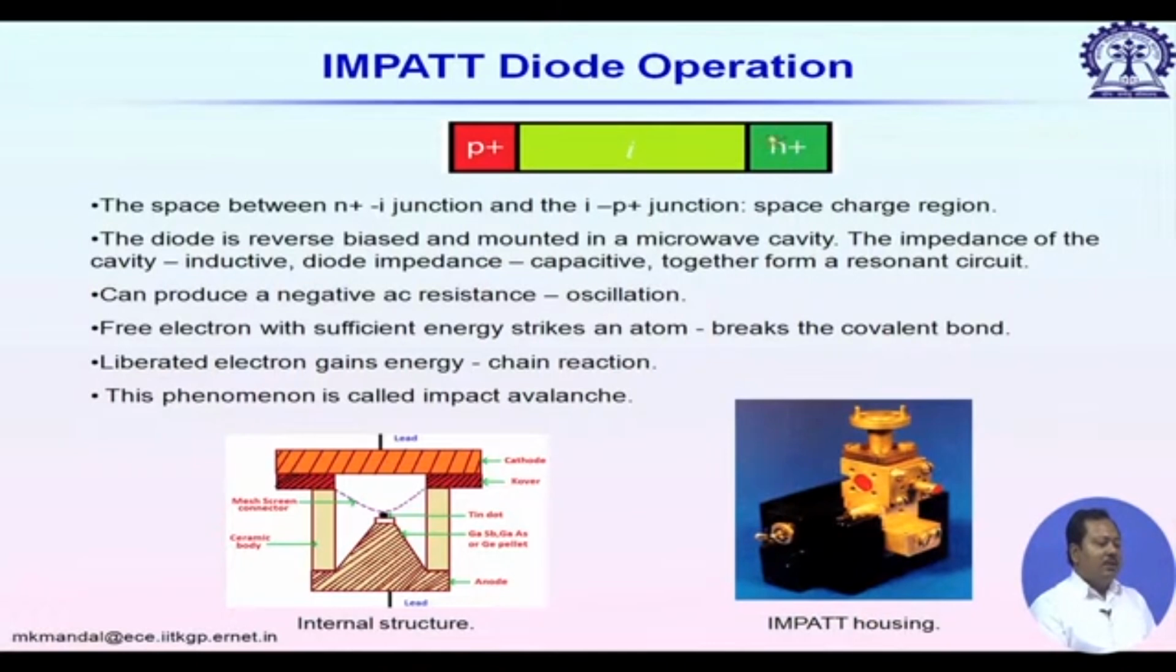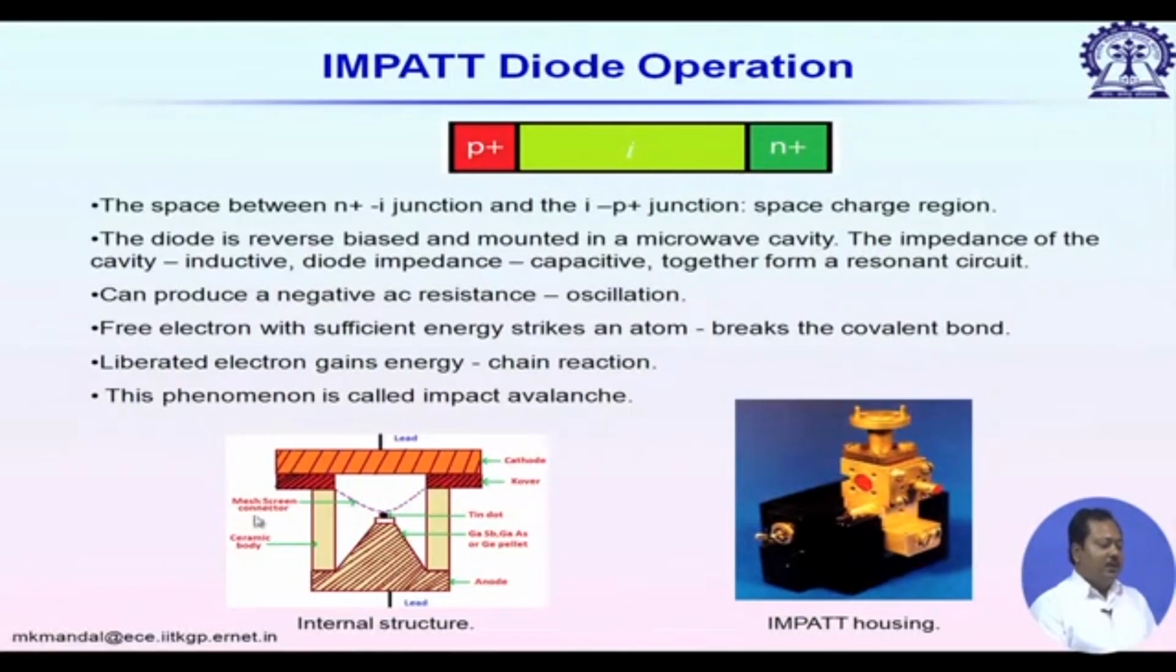So, once electron hole pairs are generated, the holes will drift through the I region and they will be collected by the P plus region. Now, there is a typical transit time to collect these holes, since it takes finite time to traverse this I region. So, this transit time depends on the length of the I region.